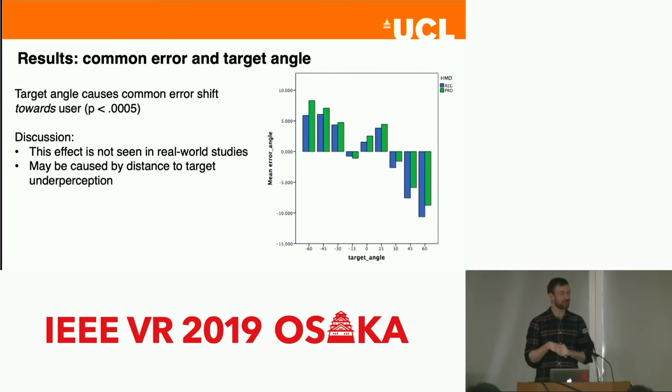Okay, and also we found a common error based on the location of the target angle. Specifically, users tended to draw the mean value towards themselves. So for targets which are further away, the user is perceiving it as being closer, or they're drawing it closer. And this isn't seen in real world studies. So we weren't expecting this. But it's probably caused by VR displays' known issue that they cause underperception of distances.